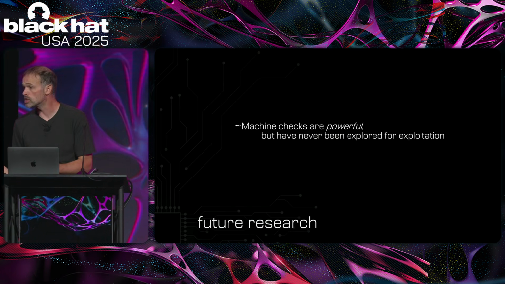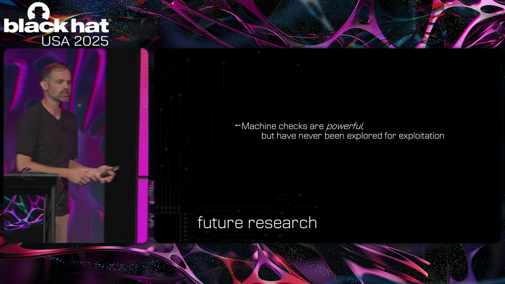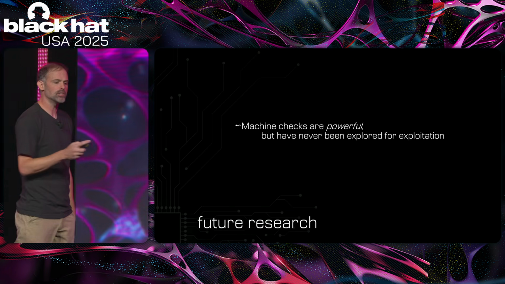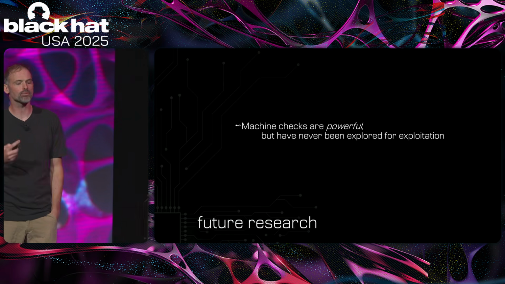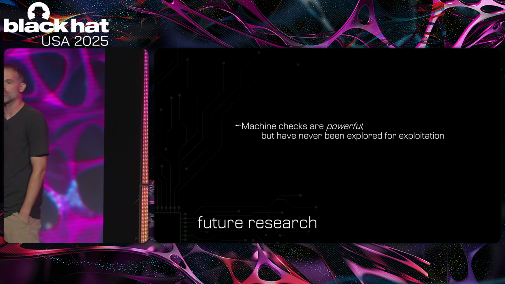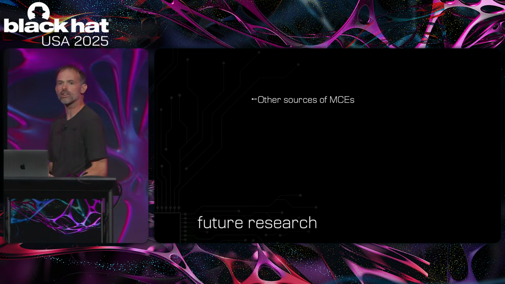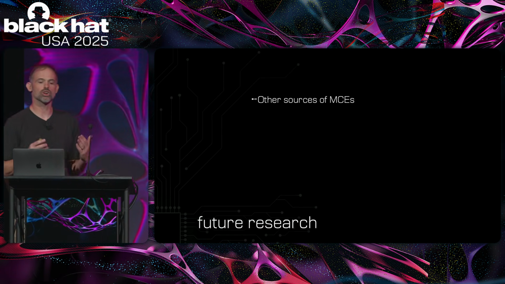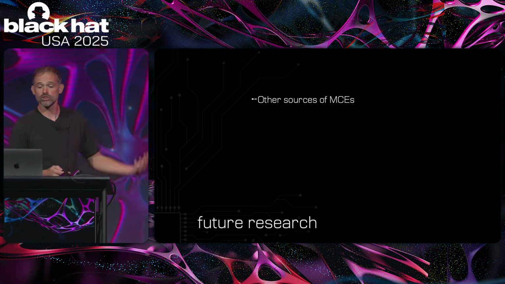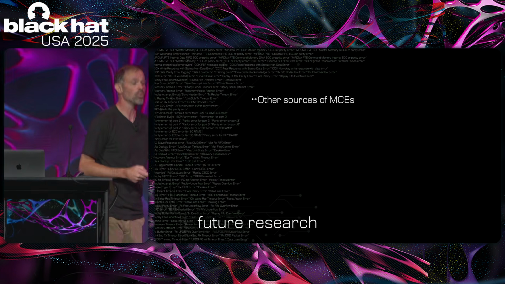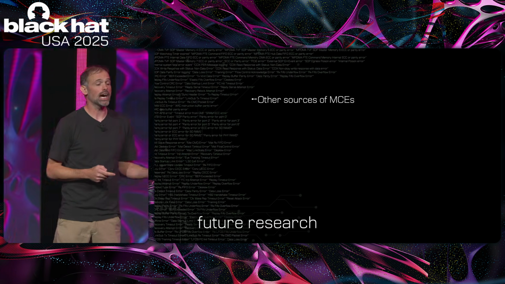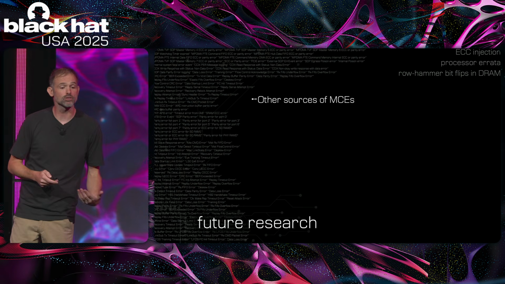But moving back to the machine check side, which I think is a bit more interesting than just the SMM side, machine checks turn out to be really powerful, but they've never really been explored for exploitation before. And in looking forward at what sorts of other things we can be looking at here, there's so much left to explore. There's other sources of MCEs. I looked at one out of hundreds of different things out there. So we could look at other ways of generating these machine checks.